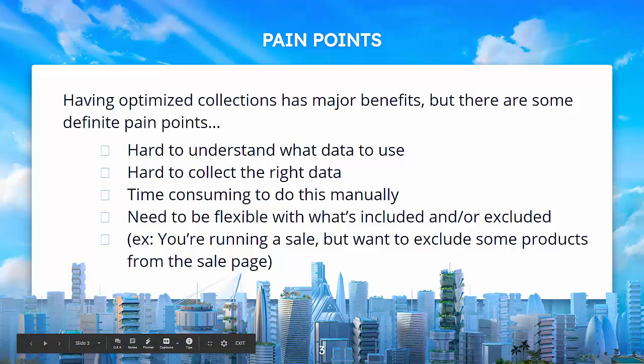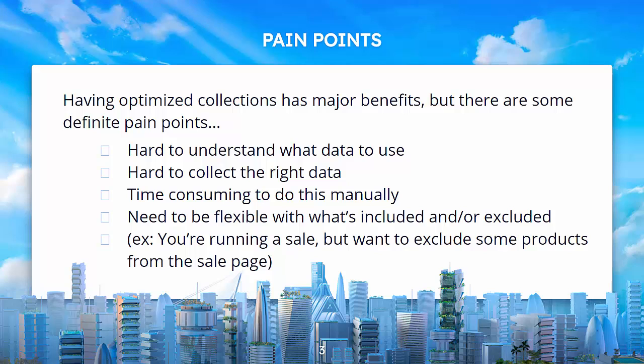But it's kind of easier said than done, right? Having optimized collections has major benefits. Obviously, we're talking about direct revenue benefits here. But there are some definite pain points, and it's really hard to understand exactly what data to use. And on top of that, it's hard to collect the right data, right? We're not just talking about click-throughs overall, and you can't just go to Google Analytics and find this information, right? And when you do find this information and understand it correctly, it's very time-consuming to do this manually.